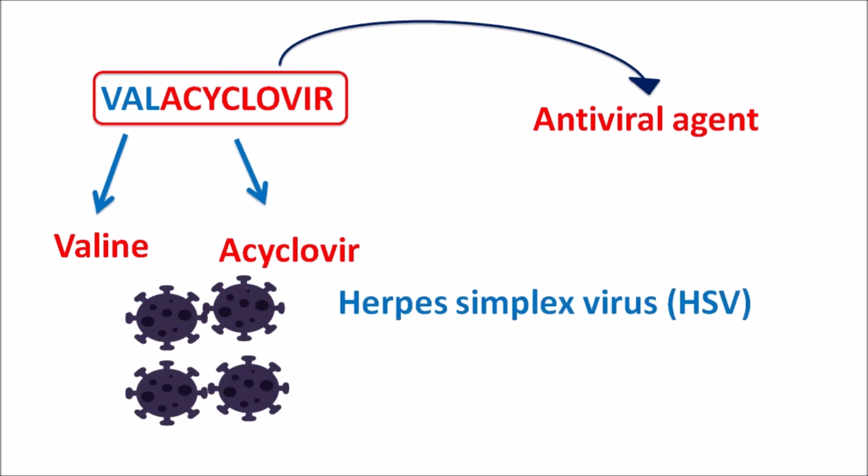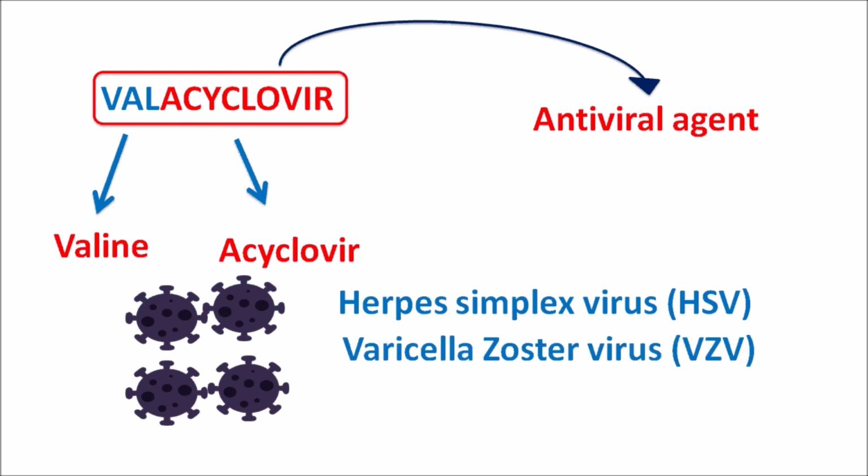And this drug is also effective against herpes simplex virus infections, both type 1 as well as type 2, varicella zoster virus infection which produces the chicken pox, and Epstein-Barr virus infections. For all these infections, Valacyclovir is used as antiviral agent.